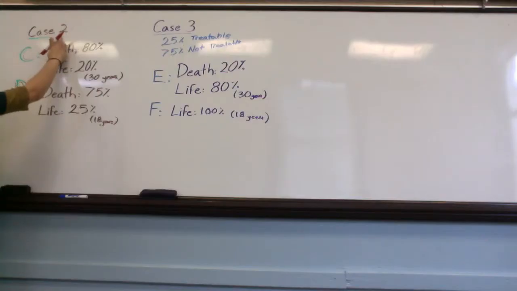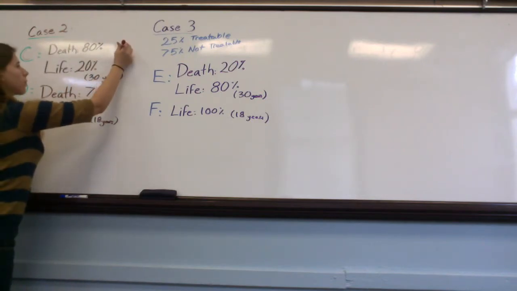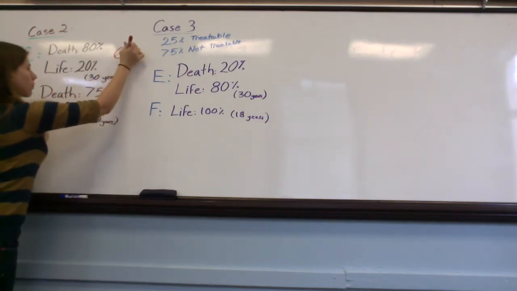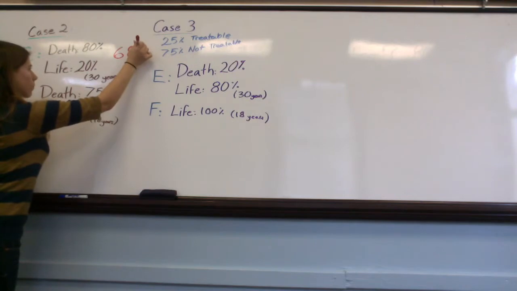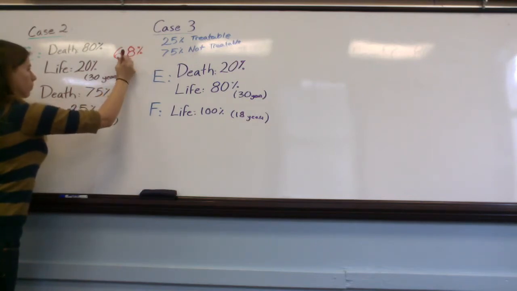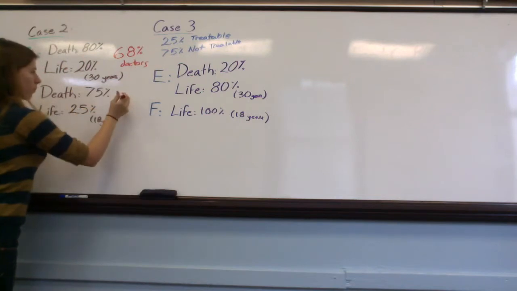Let's review. In case 2, 68% of the physicians preferred treatment C, which risked an 80% chance of imminent death and a 20% chance of a normal life for 30 years, over the 32% of physicians who preferred treatment D that would have had a 75% chance of imminent death, and a 25% chance of a normal life for 18 years.